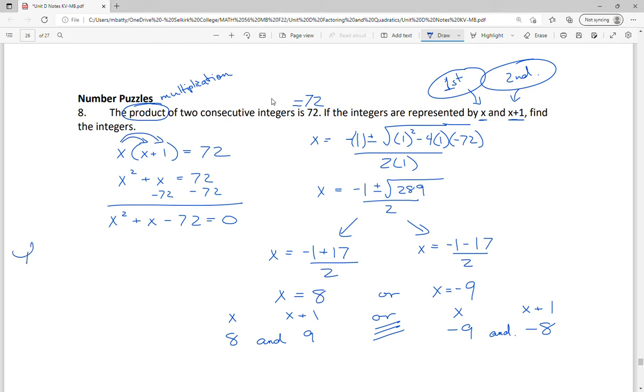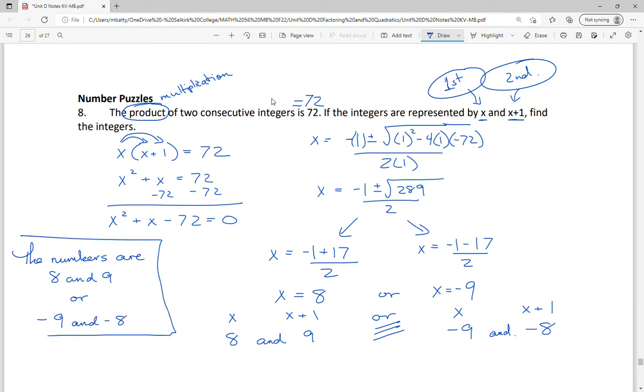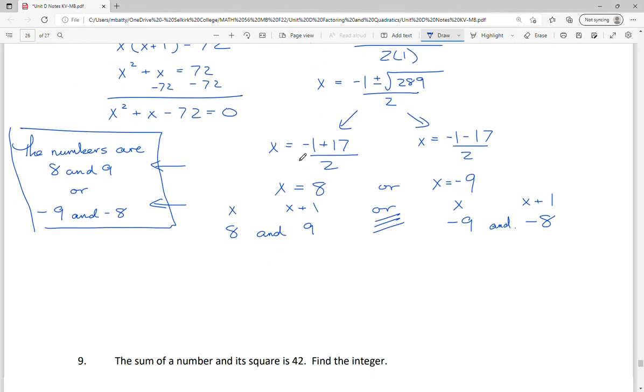So the numbers are 8 and 9, or -9 and -8. If we think back to what the question's saying, our answer is supposed to multiply to give us 72, and both of these would multiply to give me a positive 72. So one of the few cases where we're not ignoring one of our answers. Let's take a look at the next one here.